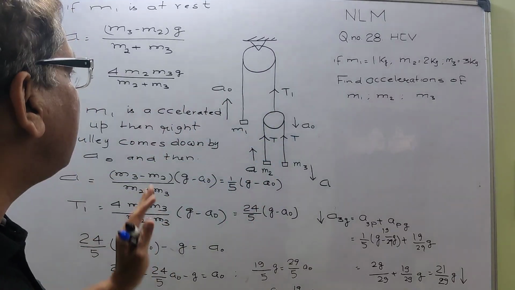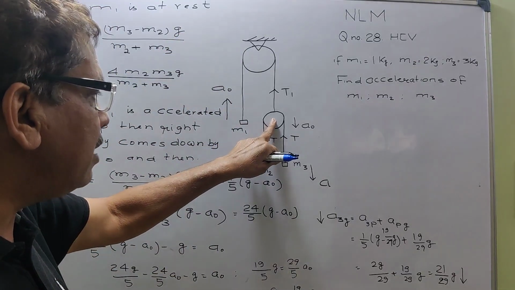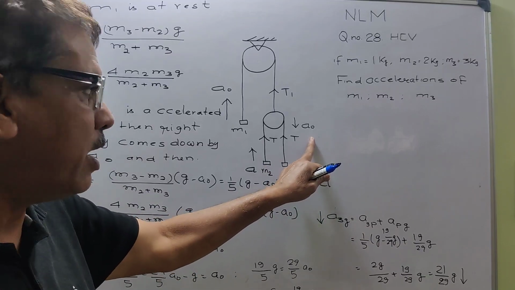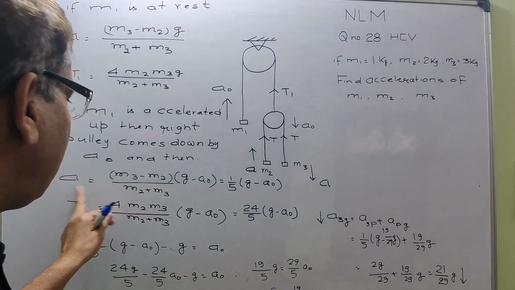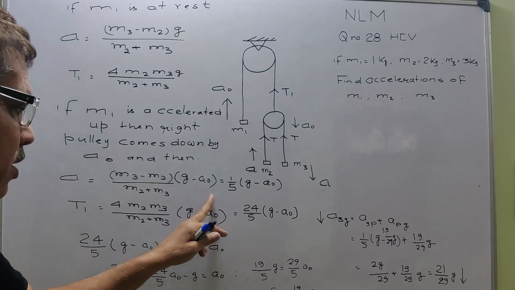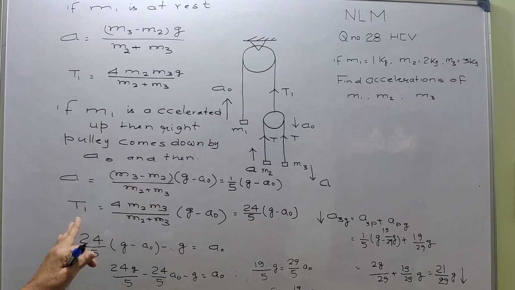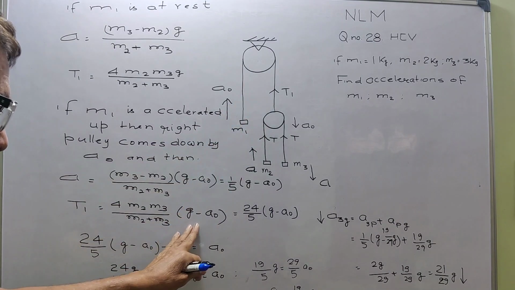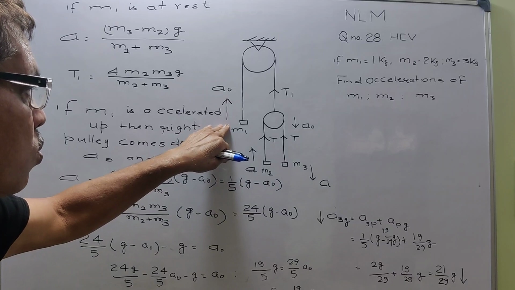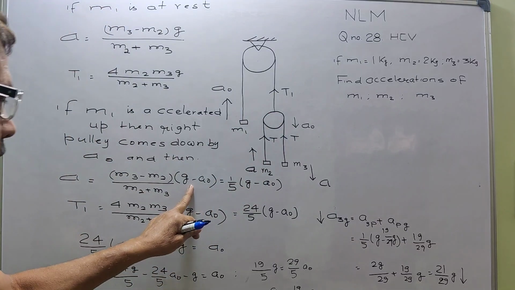Now suppose I say this object M1 is accelerated up with A0 acceleration. In that case, this pulley will come down with A0 acceleration, and on these two blocks a pseudo force will act in the upward direction. So simply, if I change this G, as the pseudo force acts upward, to G minus A0, then I can say the acceleration of the block will be (M3 minus M2) by (M2 plus M3) times (G minus A0), and the tension in the cord will be this much with G minus A0. Just replace G by G minus A0 if this comes down. If M1 comes down and this goes up, then you can take it as G plus A0.